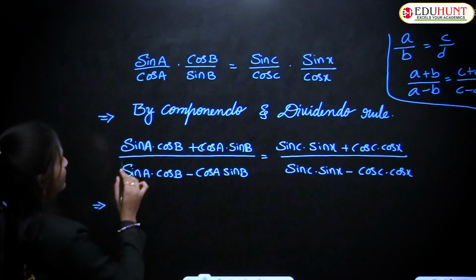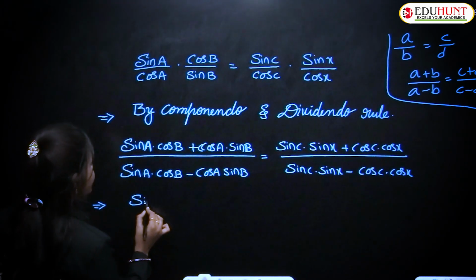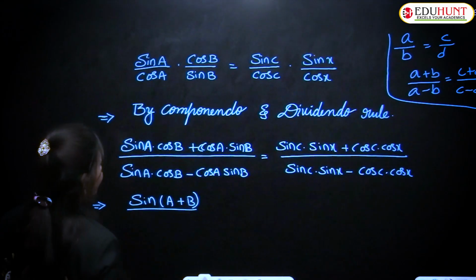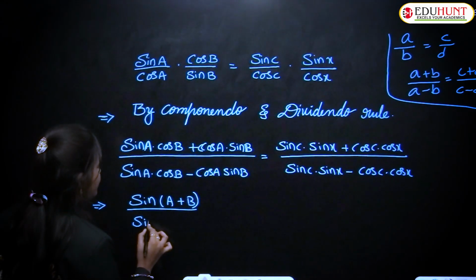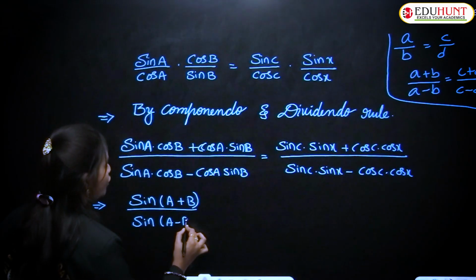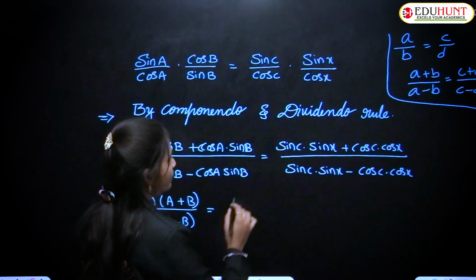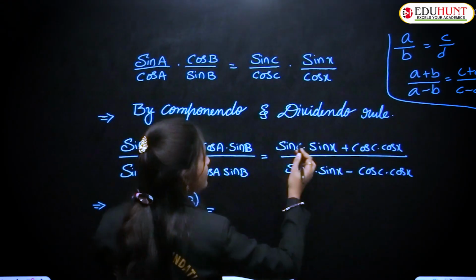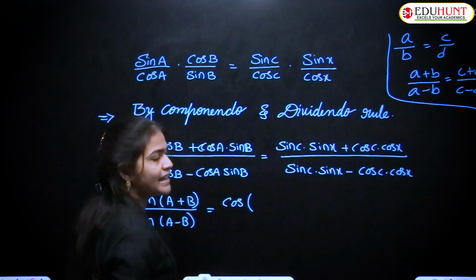So from this one, sin A cos B plus cos A sin B is the formula for sin of A plus B, whole by sin A cos B minus cos A sin B, so that is the sin of A minus B formula. Understand? Which is equal to, here, sin C sin x plus cos C cos x, which is equal to cos of x minus C.